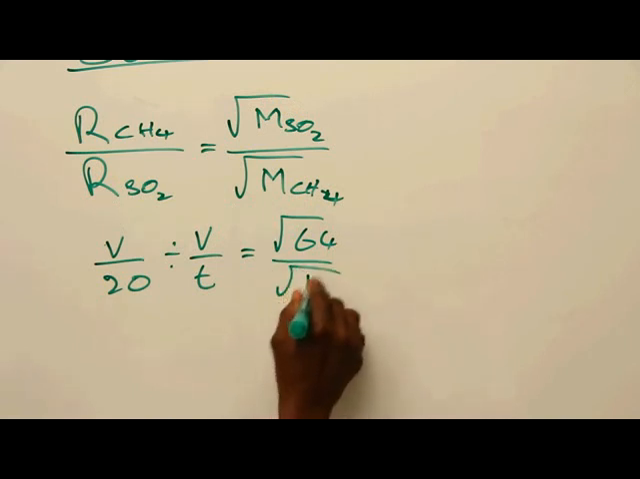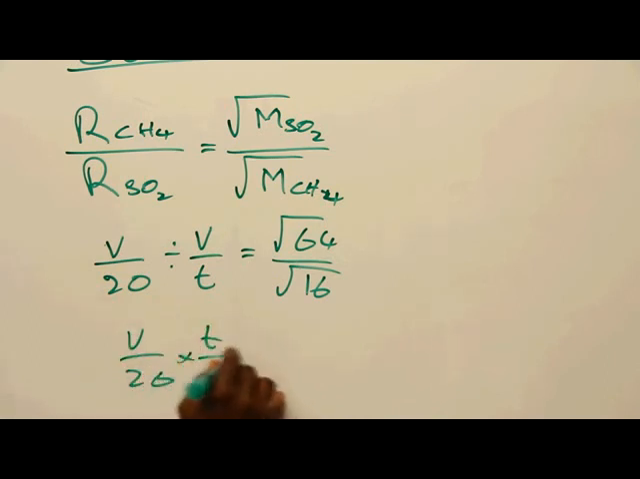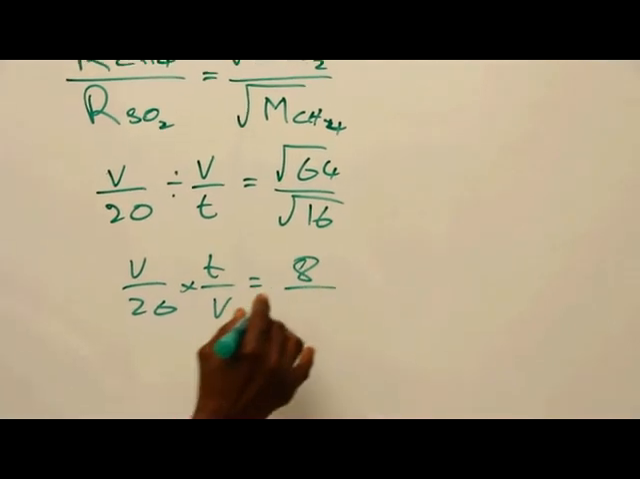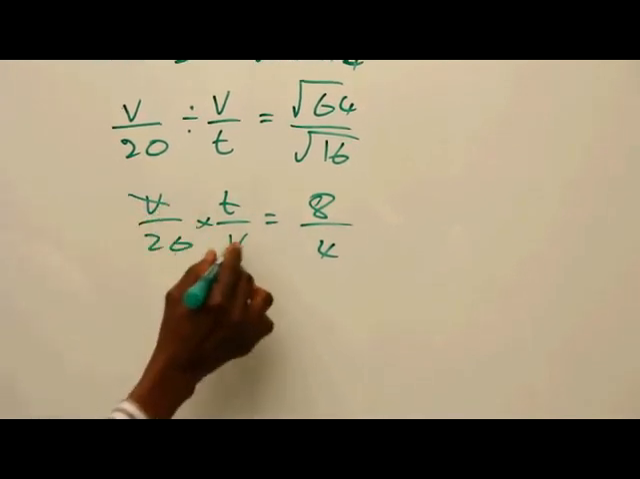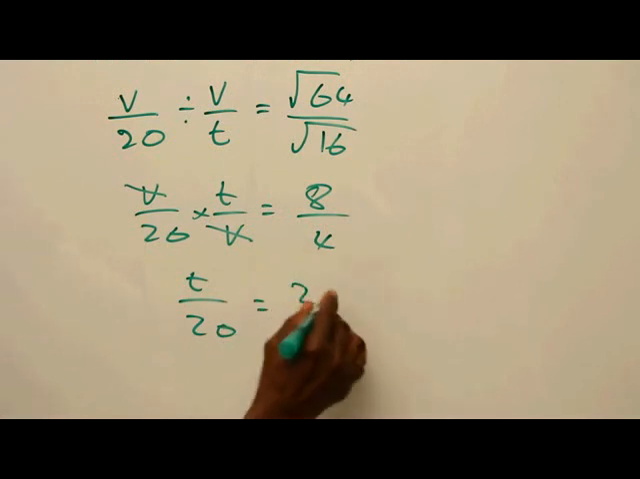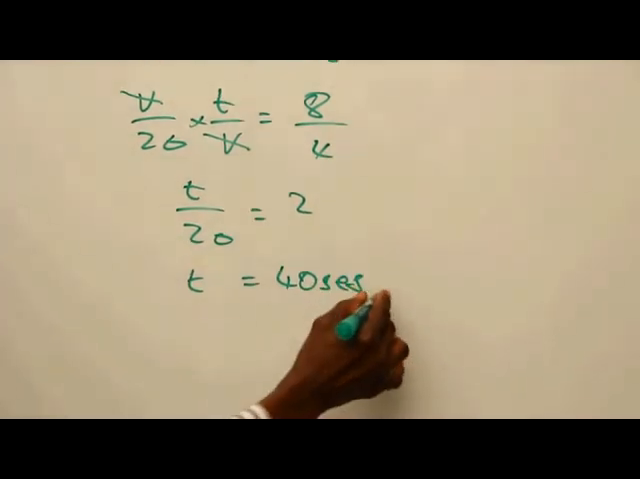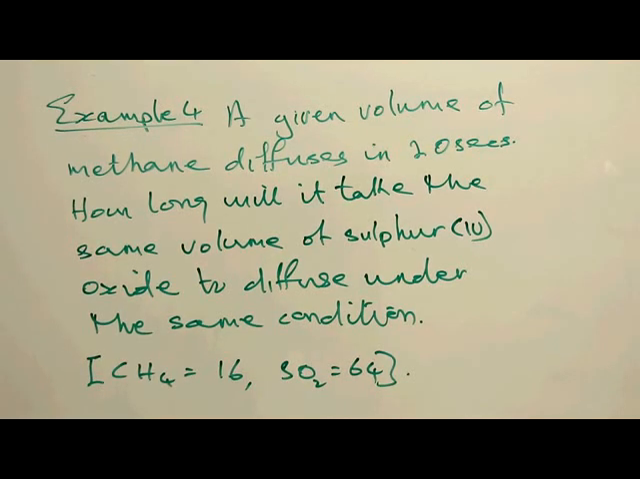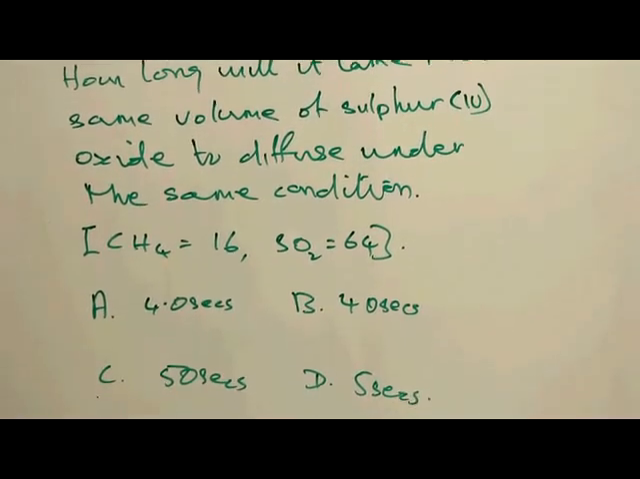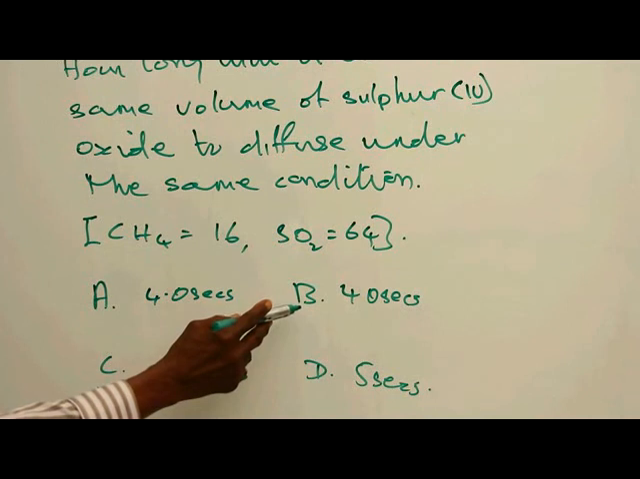And so the relative molecular mass of sulfur 4 oxide as given by the problem is 64, and that of methane is 16. And so V divided by 20 multiplied by T over V is the square root of 64, which is 8, over the square root of 16, which is 4. And so V cancels V, and so T divided by 20 is equal to 2. And so if we cross multiply, T is equal to 40 seconds. Now from the solution to example 4, the correct option is 40 seconds. And so looking at the options, B is the correct answer.